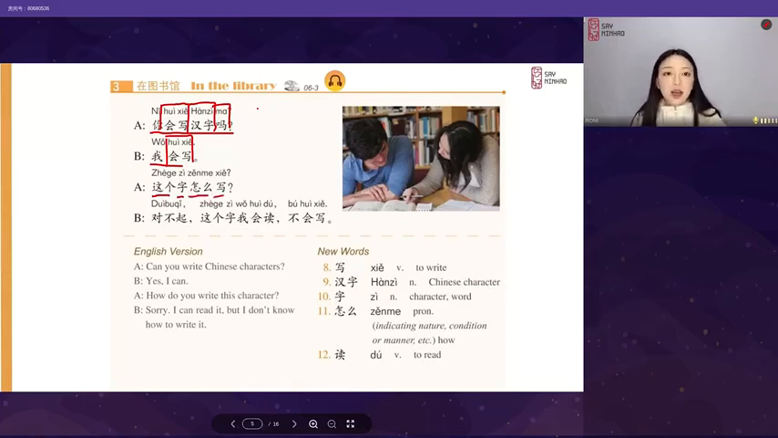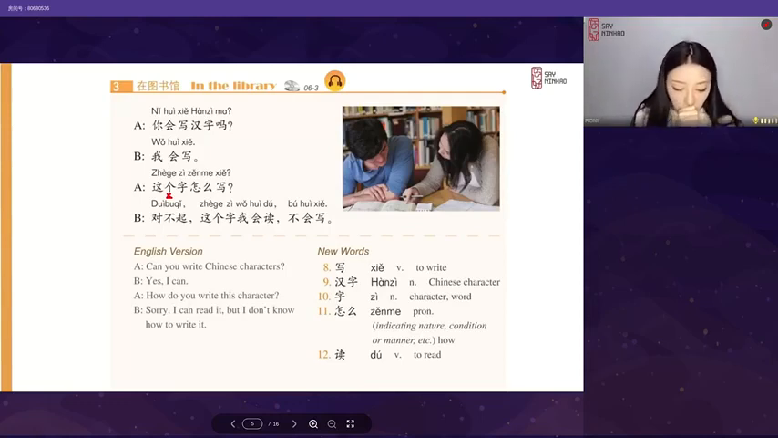And 这个字怎么写? 这个 means this. 个 is a very general measure word. And please pay attention to the 个 here. It is a neutral tone. Okay, 这个, not 这个, it's 这个. Okay, 这个字怎么写? This character, how to write it? And how to write, 怎么写? How to write, 怎么写? 这个字.